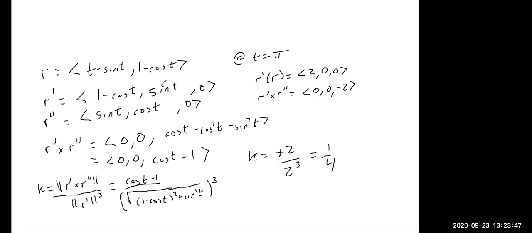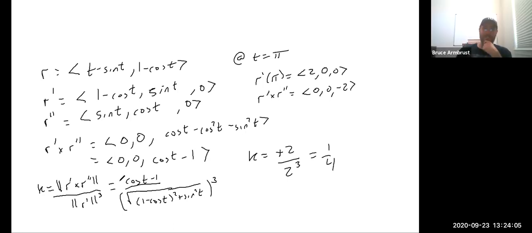Why is it, where it says k equals the magnitude of r prime cross r double prime, why is it equal to cosine of t minus 1? Why is it not cosine t minus 1 squared, with the square root? Oh, wait, never mind.